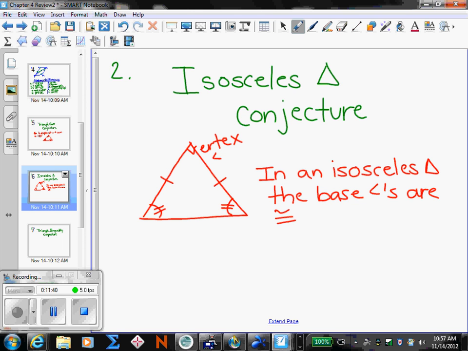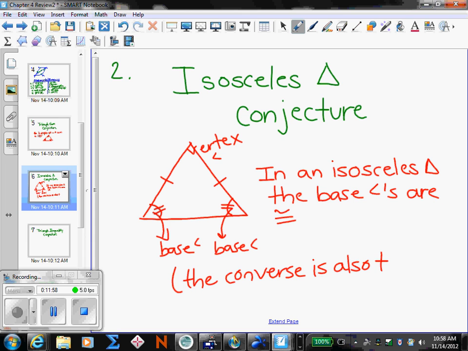The converse of that statement is also true. So this is a base angle, and then you want to make a note that the converse is also true. So if the base angles of a triangle are congruent, then it is isosceles. Make sure you look in your notes, in your notebook, because you have all these conjectures written out there.